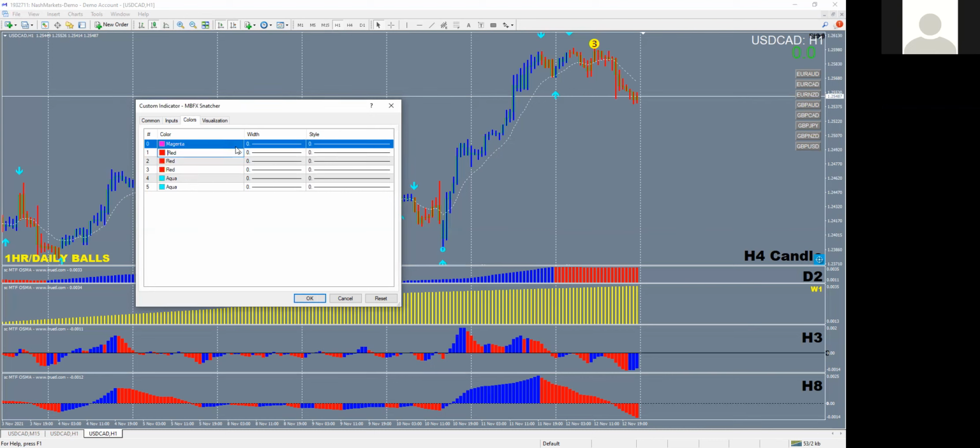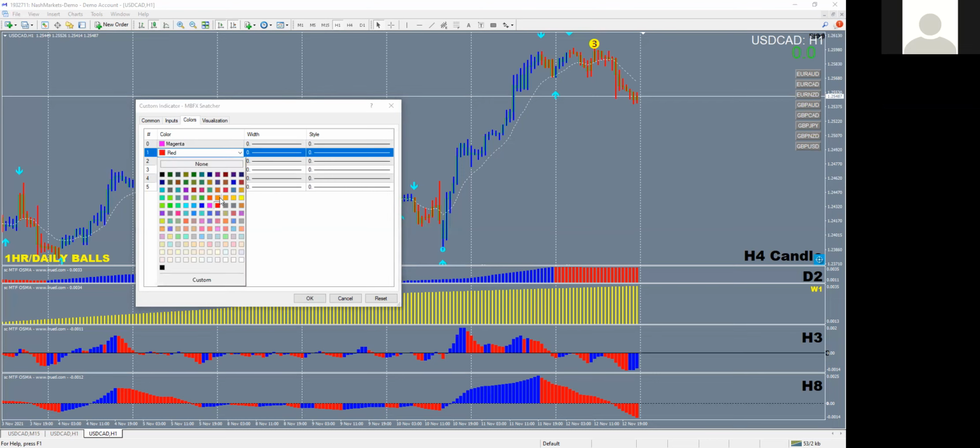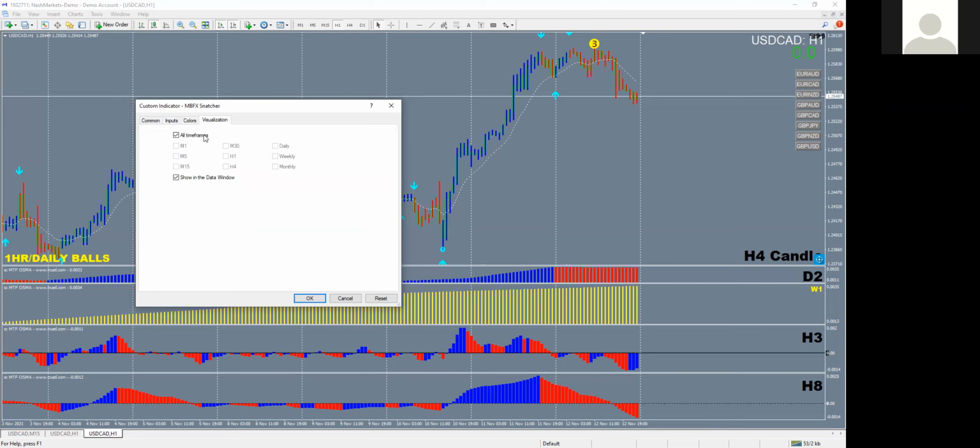Magenta, not red. The second one. Okay. And make it a visualization on the 1 hour only. All the way to the right, visualization. Make it 1 hour only. Now let's look at your daily balls that you have, the daily snatcher. Say okay.